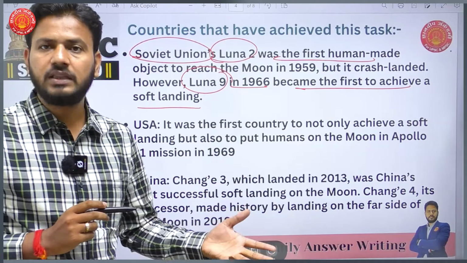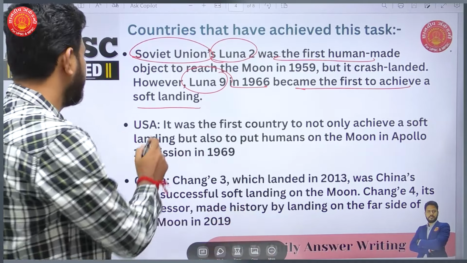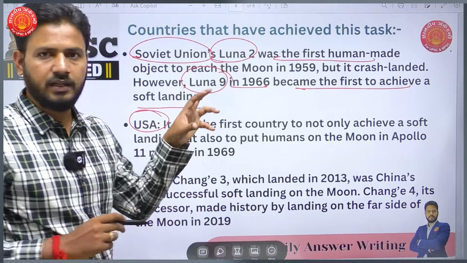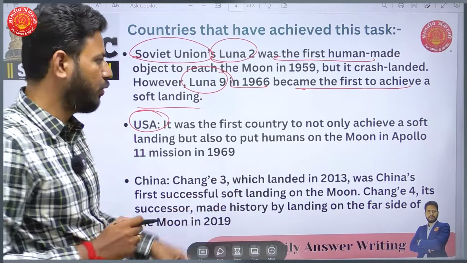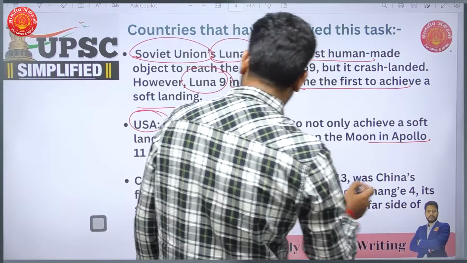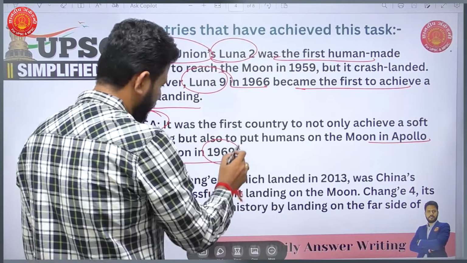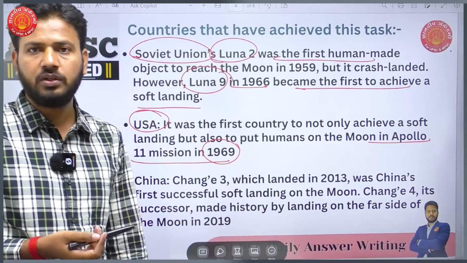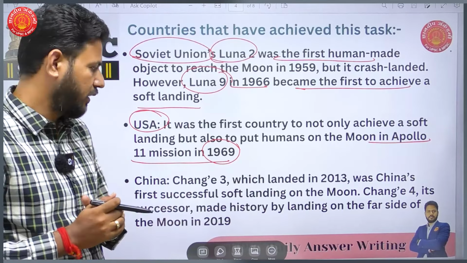Exactly the way Chandrayaan-3 achieved, right? Then comes USA. USA in 1969, in the Apollo 11 mission, successfully landed on the moon. So mention the year, mention the name of the mission. It makes things more clear.